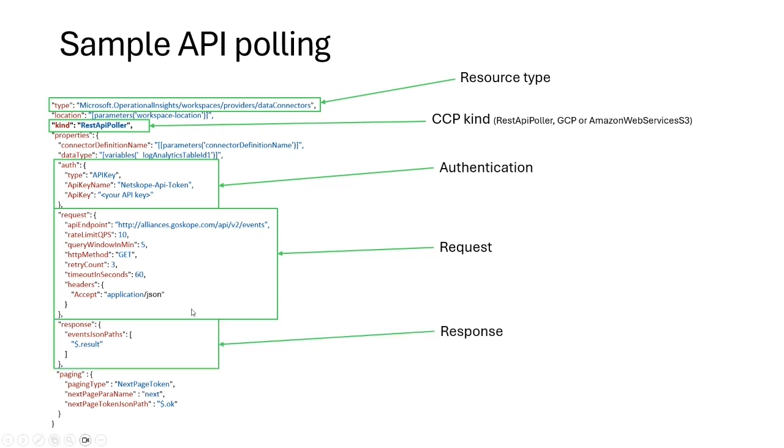And then I need to define the response. So what part of the response from the API do I need to get to ingest into Sentinel? In this case, it was a property called result that contains an array of events. And lastly, I define the pagination. So in this case, there's a specific parameter called next that will contain what I need to go to the next page, right? To go to the next chunk of data that I need to retrieve.